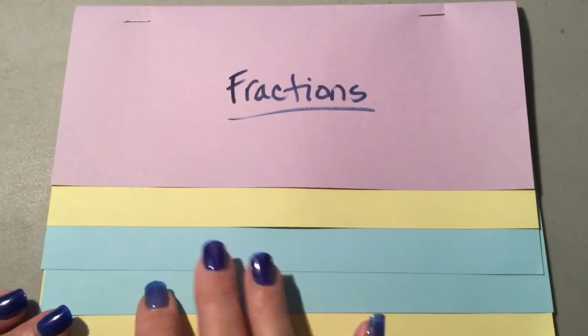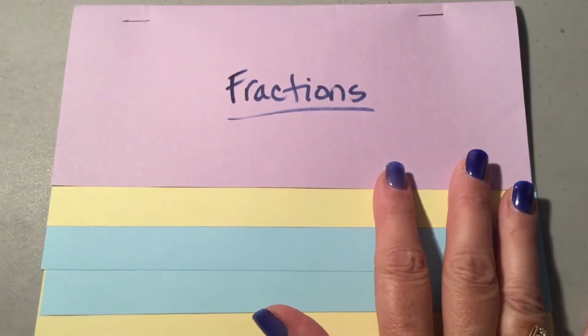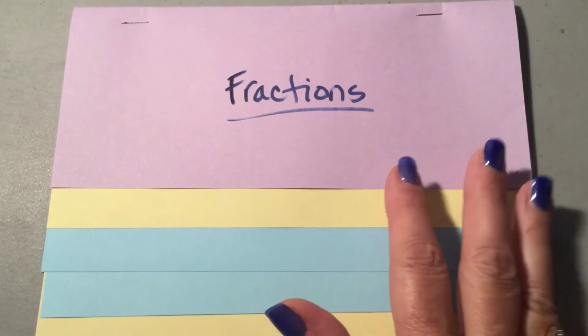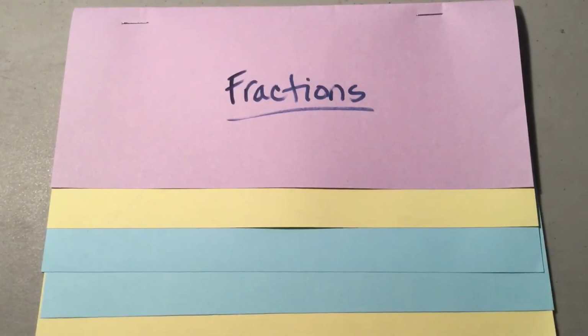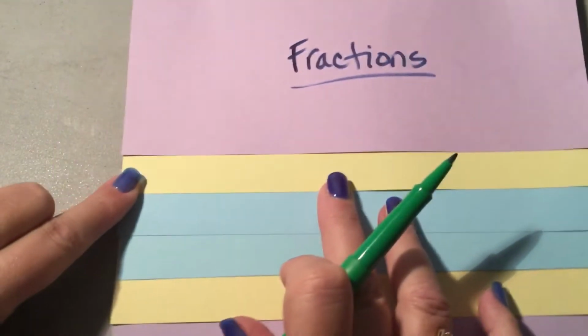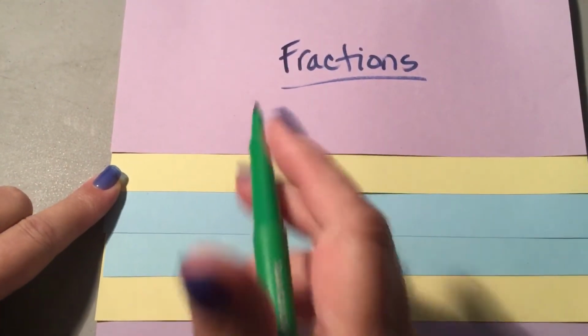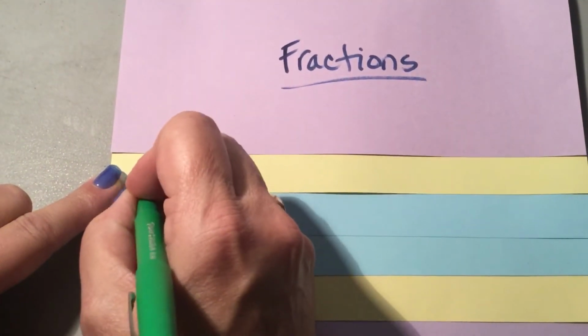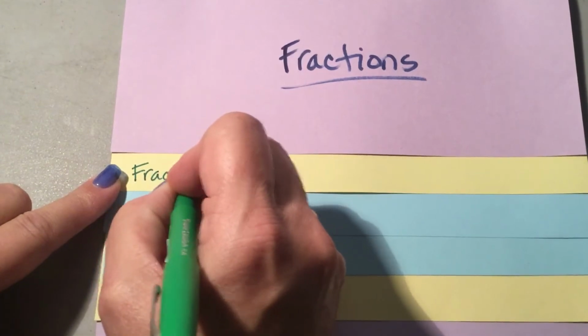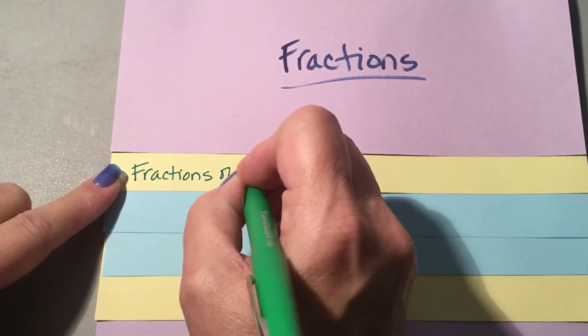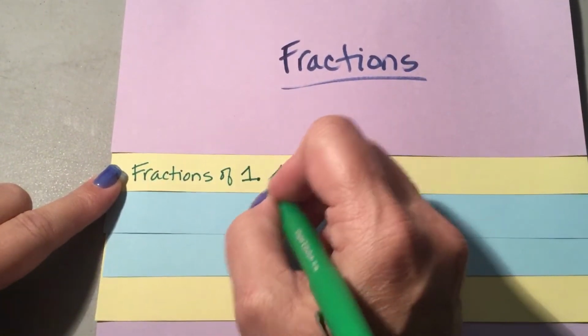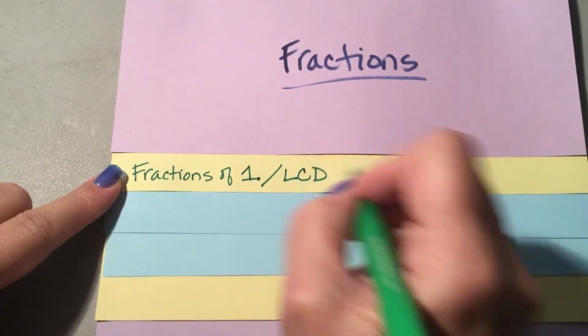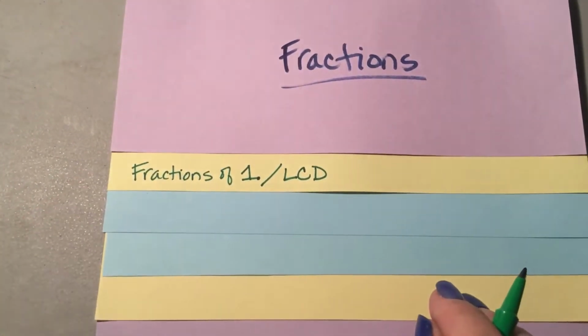All right, so we're going to do the first part of our fraction book. Everyone got one of these in the mail. What we're going to do is work on a couple of these. So the first one, on the little arrows here, we're going to put what we're covering. In this one, we're going to write fractions of 1 and the letters L, C, D. Okay, that's going to be our first little tab.